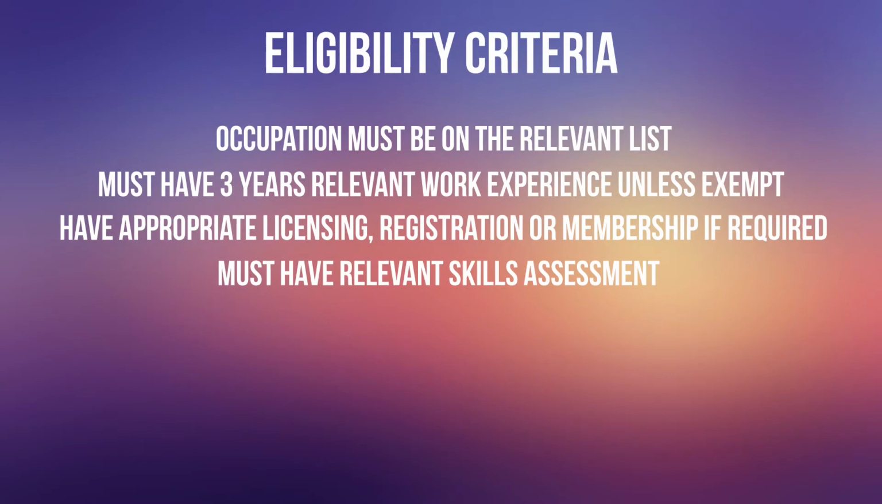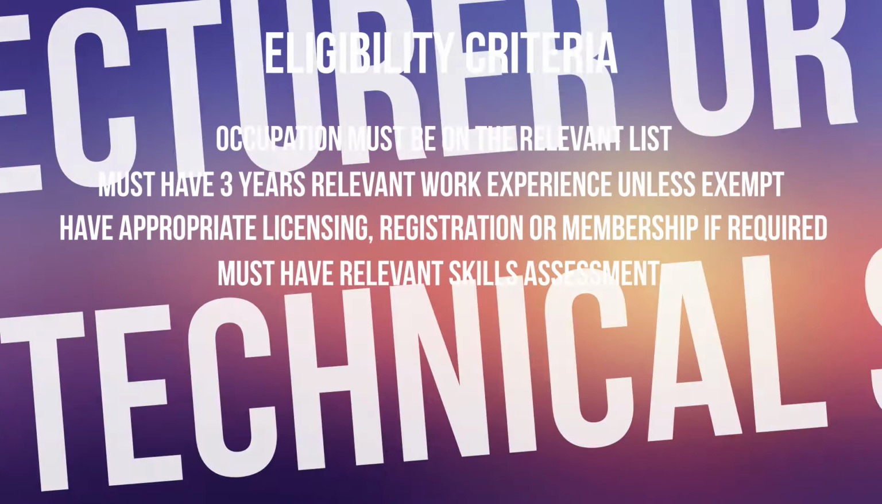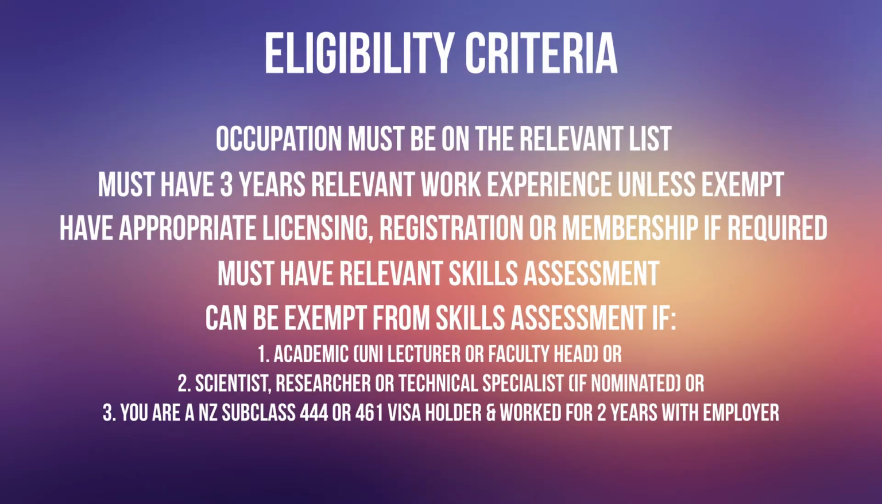You can be exempt from the skills assessment if you have been nominated as an academic, such as a university lecturer or faculty head at the academic levels A, B, C, D or E by an Australian university. Alternatively, you need to have been nominated as a scientist, researcher or technical specialist by an Australian government scientific agency. Or you hold a special category visa, subclass 444, or a New Zealand Family Relationship Visa, subclass 461, and have worked for the employer who nominated you in the nominated position for at least 2 years in the 3 prior to your date you applied for this visa.